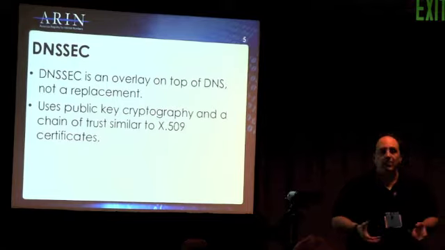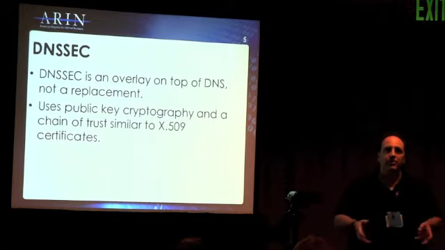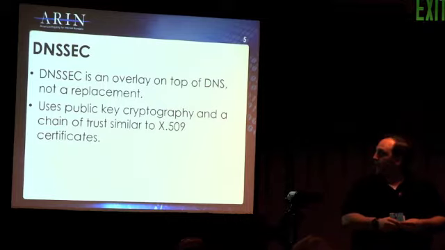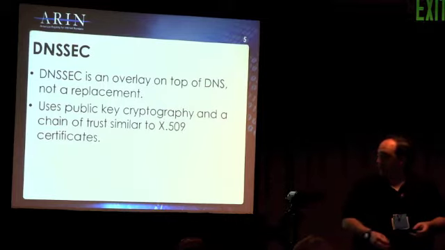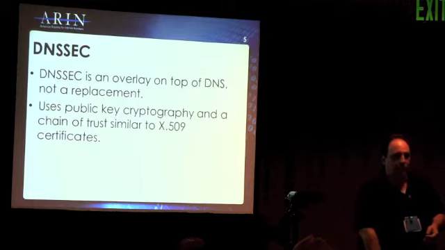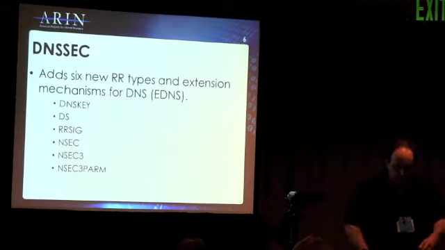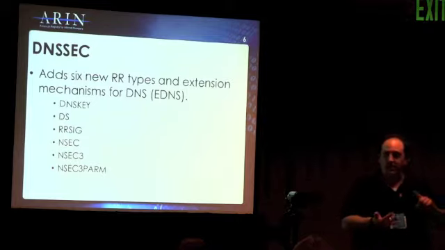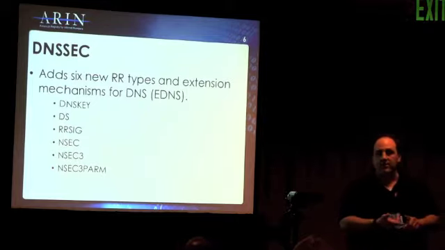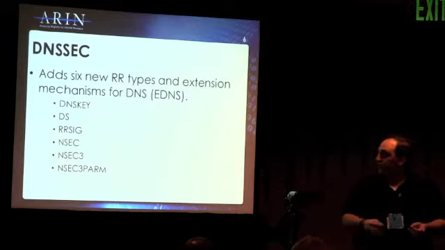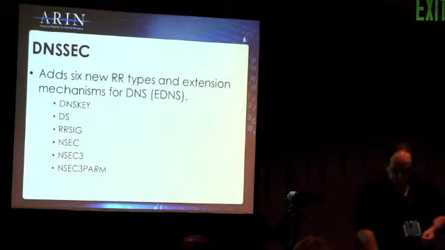It exists on top of DNS. There were 6 records added to support it. And it uses public key cryptography and a chain of trust that's similar to X.509 certificates. The records are DNSKEY, DS, RRSIG, NSEC, NSEC3, NSEC3PARAM, and EDNS was also developed alongside of it.